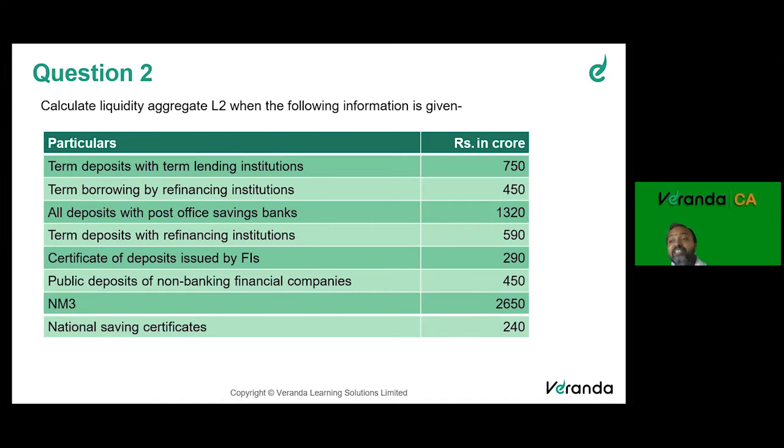The third one is measure 3, which is equal to M2, whatever we have explained now, plus time deposits with the banking system. And more importantly, the reason why we have added the time deposits with the banking system is that whenever you want to pre-close a particular time deposit, it is feasible. So even though we know that we are going to get that deposit, say after 3 months or after 6 months, if you are ready to take a penalty, you can take that money immediately.